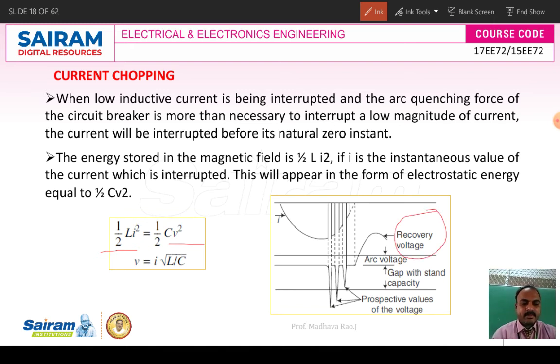Here we can see the recovery voltage: when the arc is extinguished, the voltage across the contacts is known as recovery voltage. The arc voltage, the gap withstand capacity, and the prospective values of the voltage are shown here. So why does current chopping occur? Due to the inductance or inductive current inside the circuit breaker.